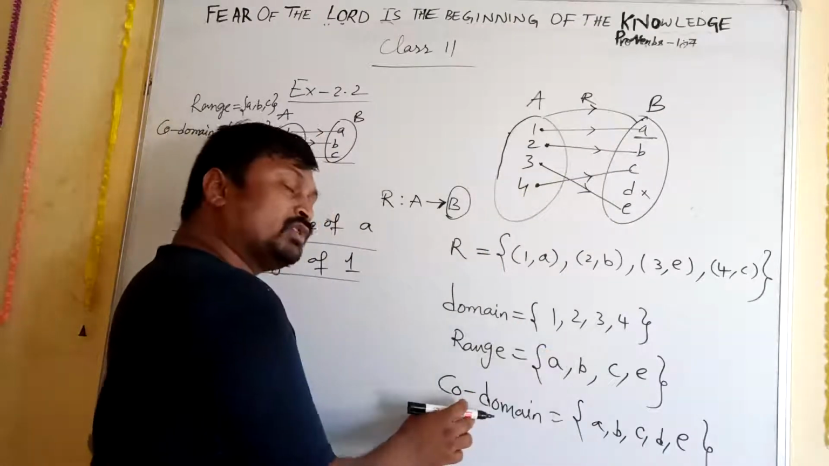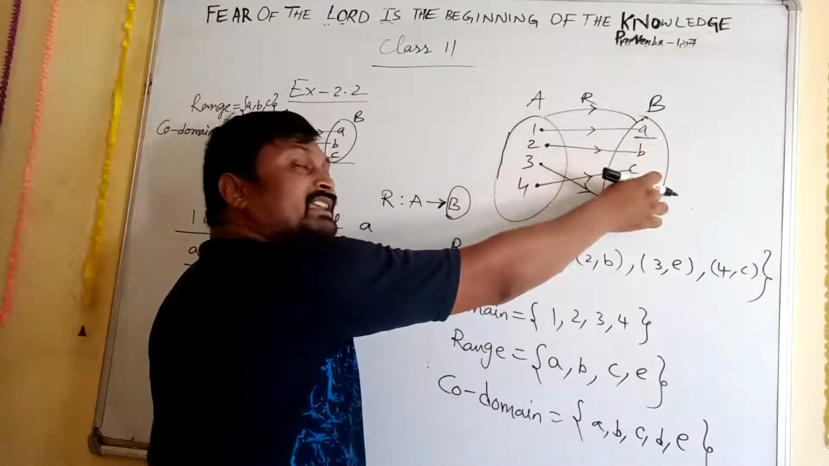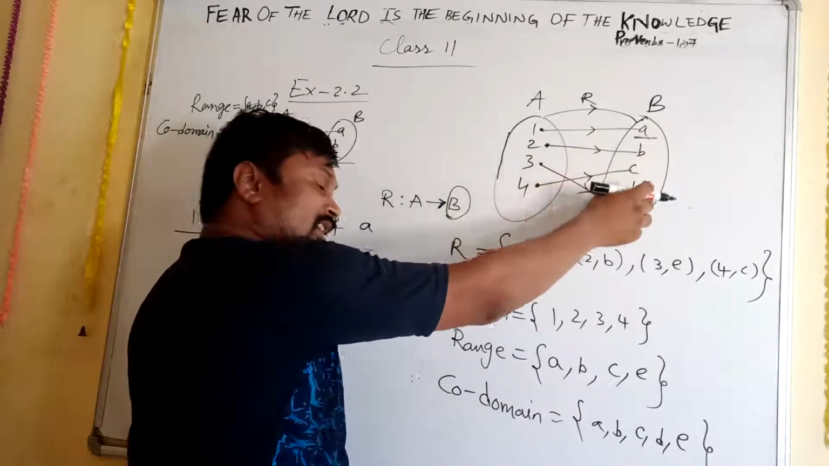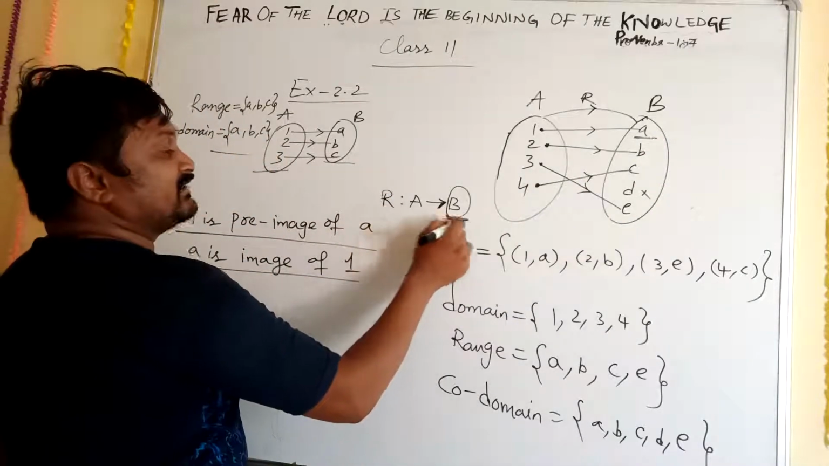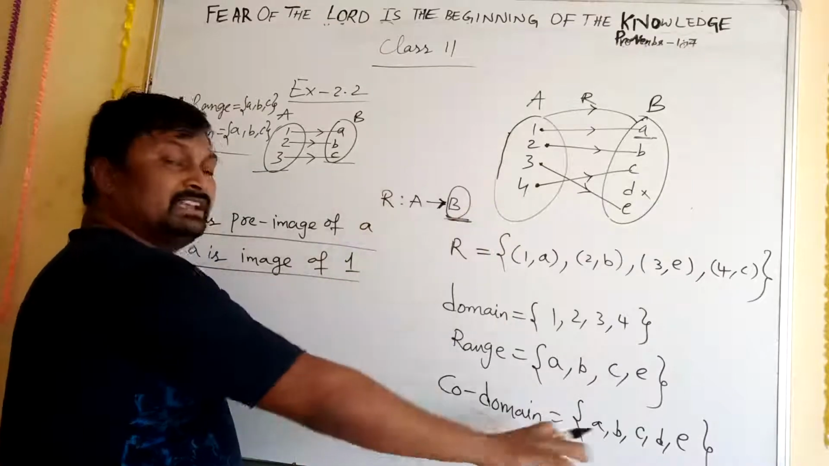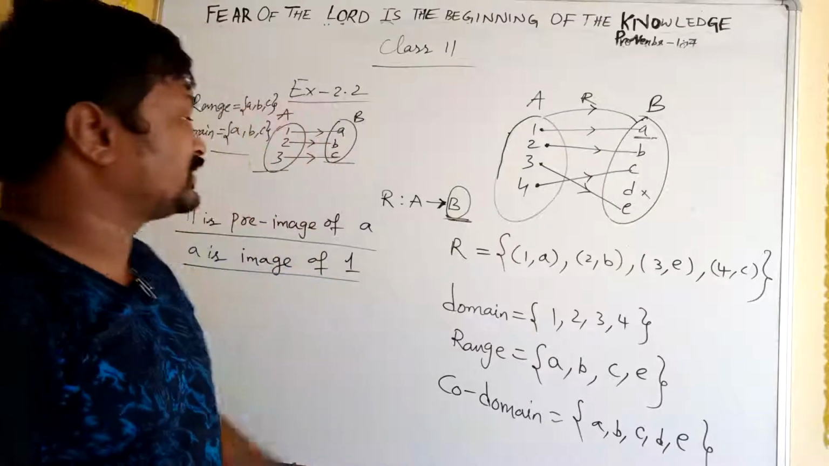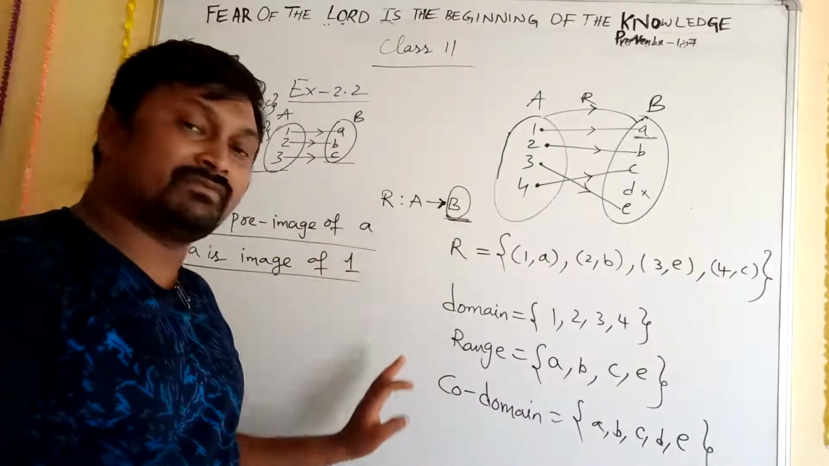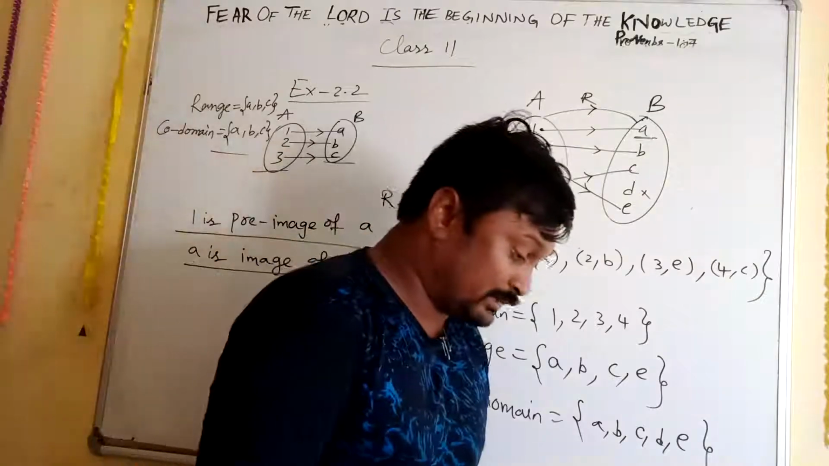Now codomain means whether elements have a relation or not in set B, all those elements you can write as the codomain. That means the second set, the one at the arrow end, that whole set is the codomain. I hope you all understood what is domain, what is range, what is codomain. So let's move on to exercise number 2.2.